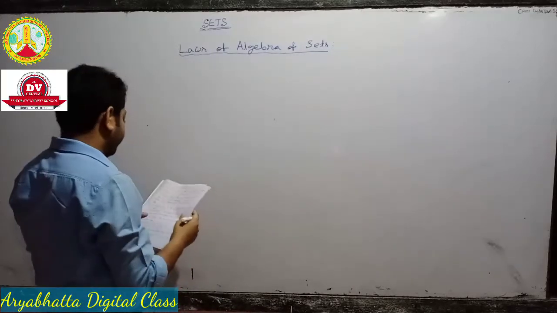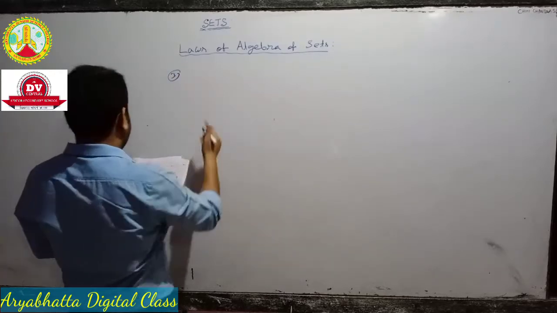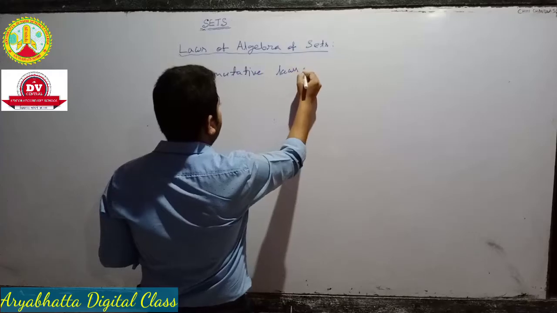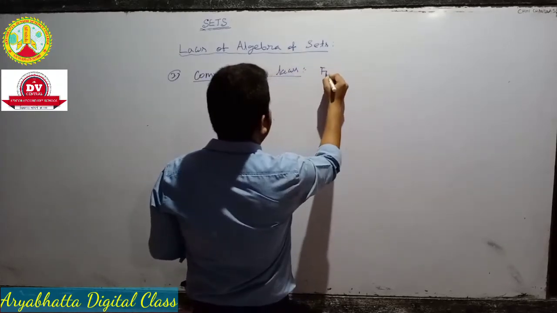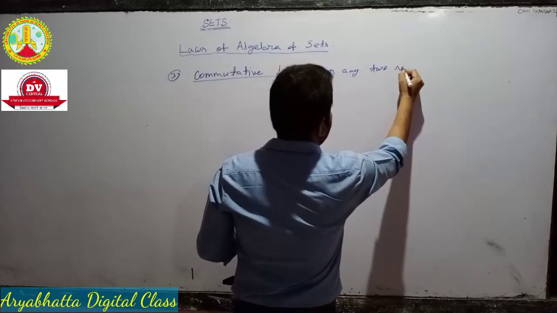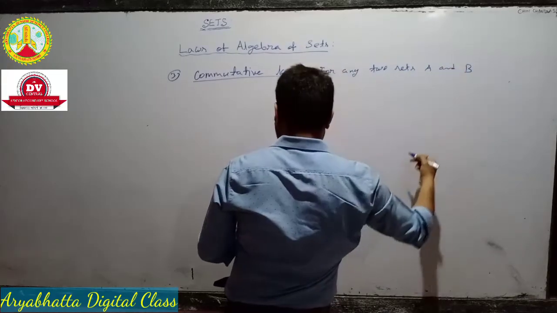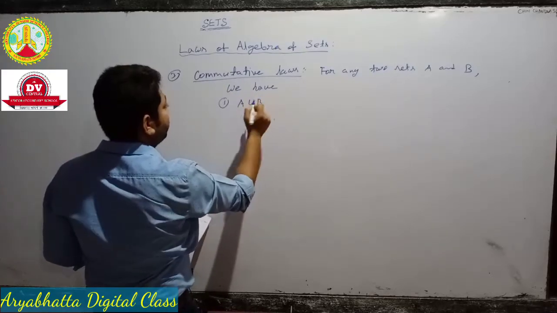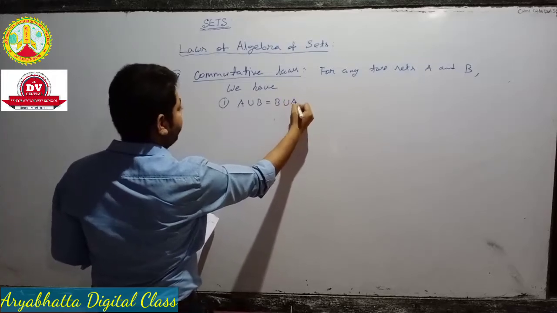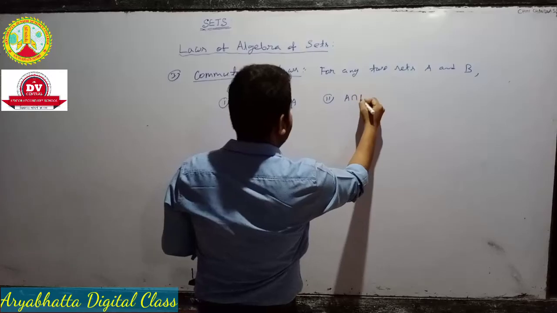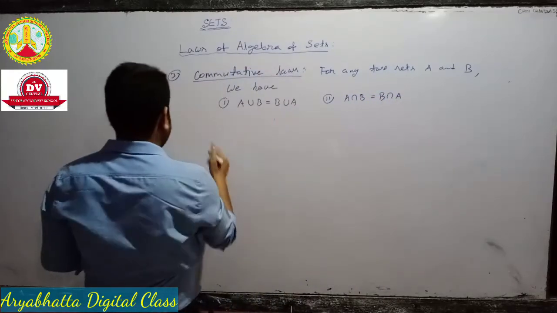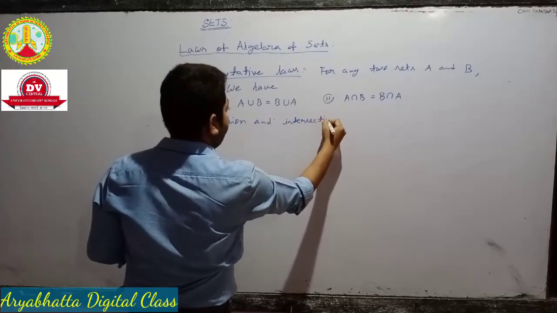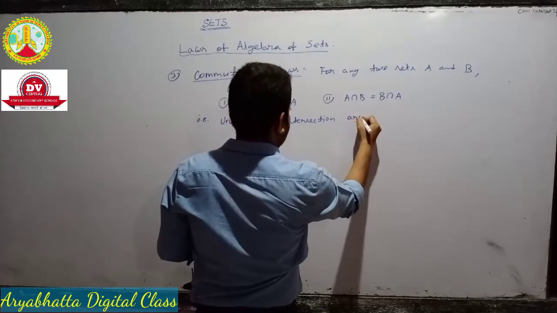Next, number 3, commutative law. For any two sets A and B, we have number 1, A union B is equal to B union A. Number 2, A intersection B is equal to B intersection A. That is, union and intersection are commutative.